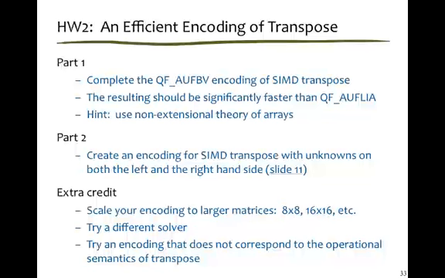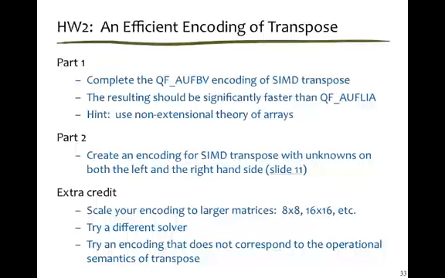Part 2 is create an encoding of SIMD transpose where you have unknowns both on the left-hand side and the right-hand side. I showed you what to do only when you have holes on the right-hand side. I want you to do it with the holes on the left-hand side as well, and if you go to slide 11, you will see what I mean. So it was like one step before the encoding that I translated.